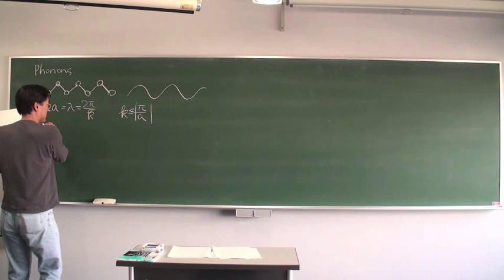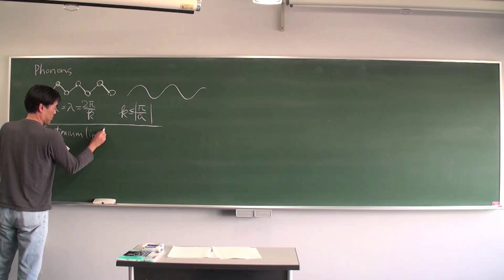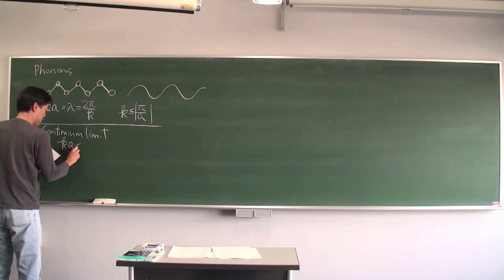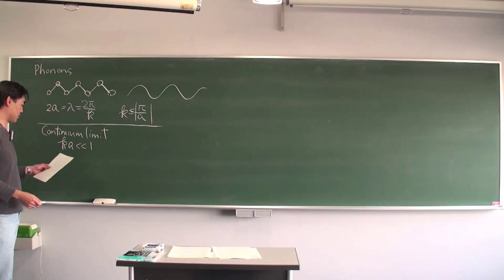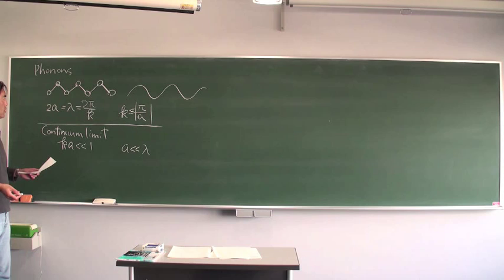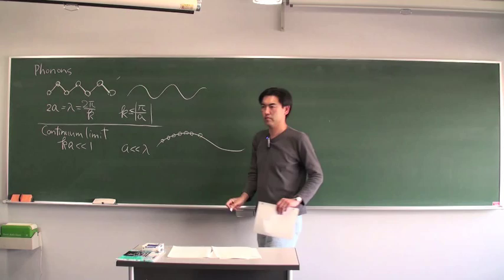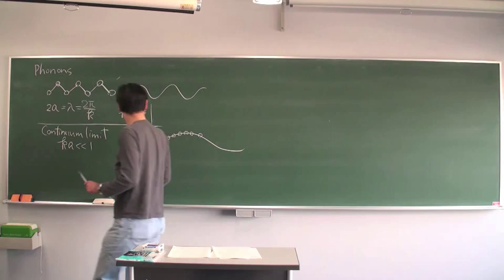But let me think about the so-called continuum limit, which is for the case ka much smaller than 1. Okay? So a is much smaller than lambda. In other words, you have this big wave with many atoms. Lambda is large compared to a. a is this one, lambda is this one.